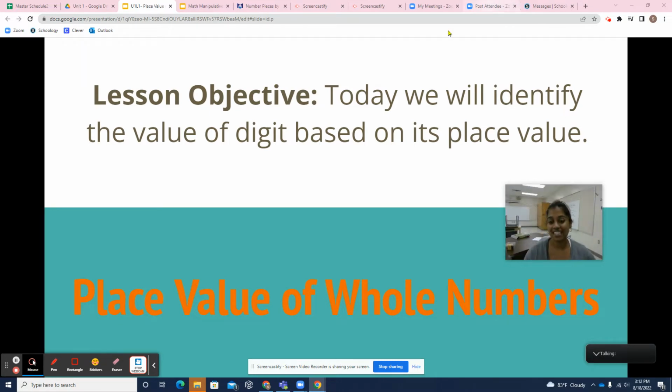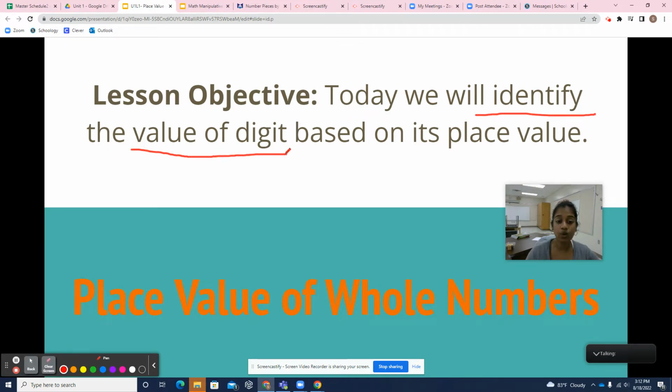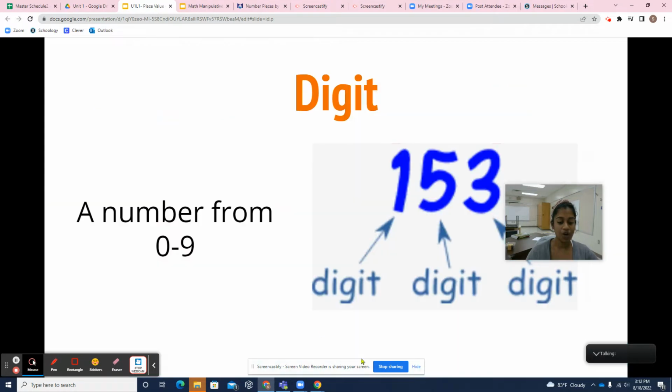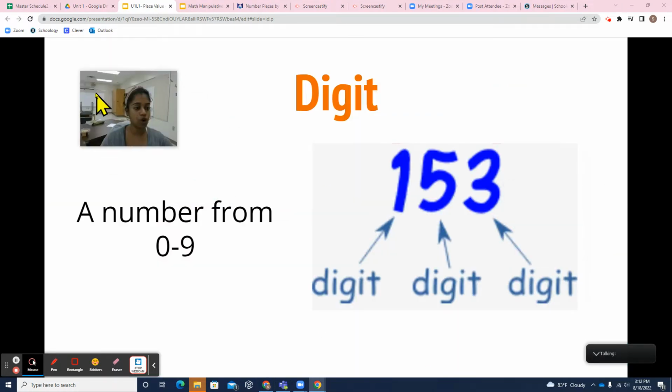Let's get started with our lesson objective. Our lesson objective for today: we will identify the value of a digit based on its place value. Okay, fantastic. Up next, first we're going to go over our vocabulary.